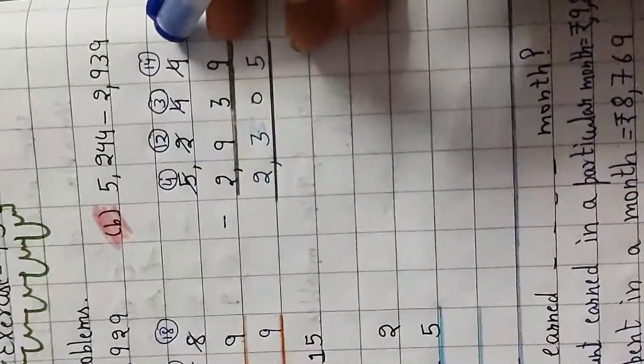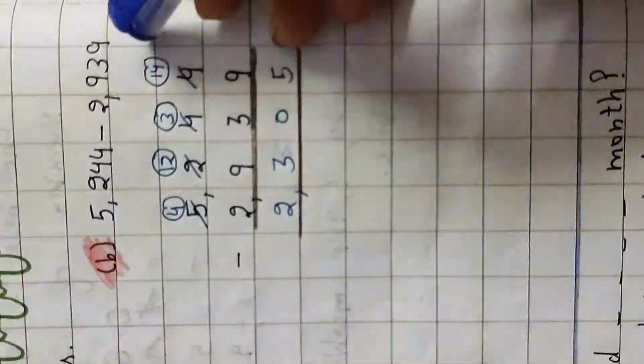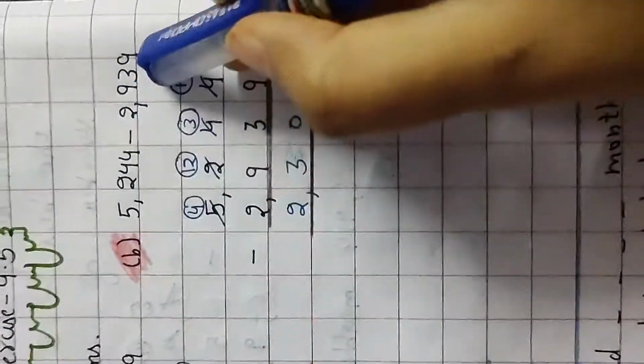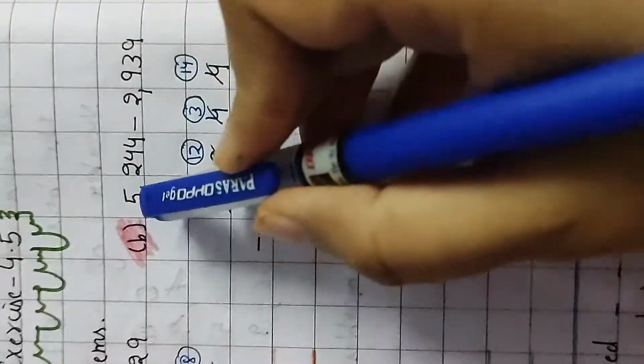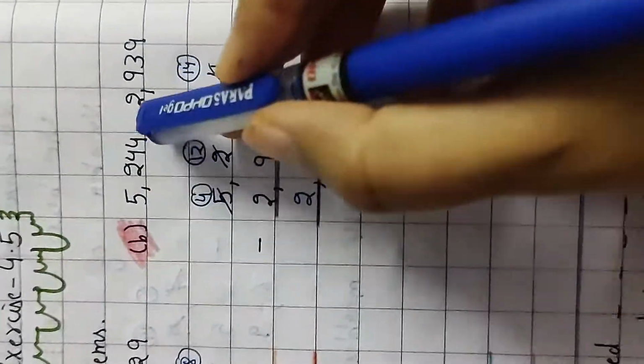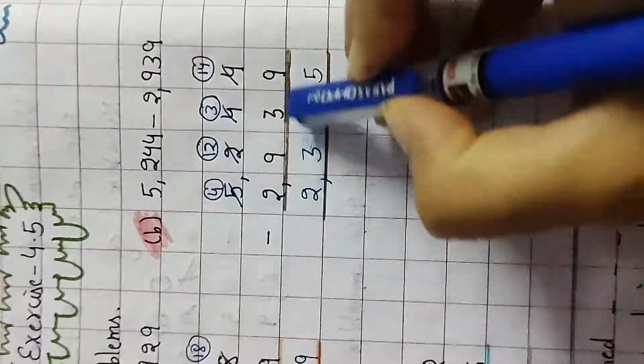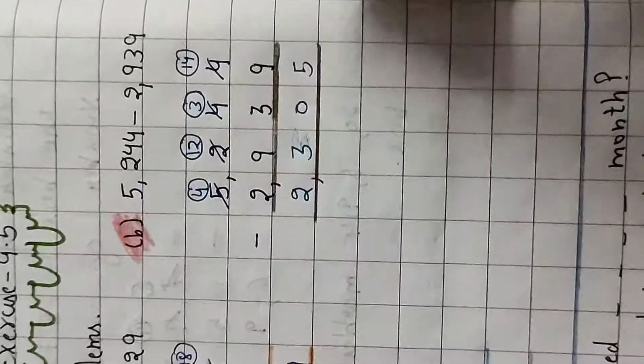Okay, then now here as you can see 4 minus 9 is not possible. 2939 we will subtract from 5244. So the bigger number we have to write up and the smaller number we have to write down. Always keep that in mind.